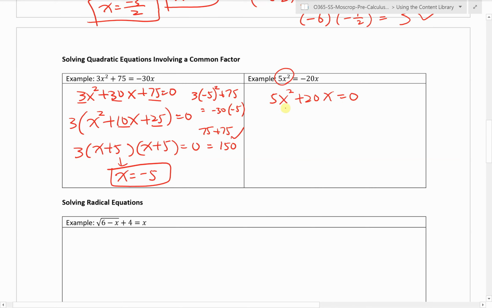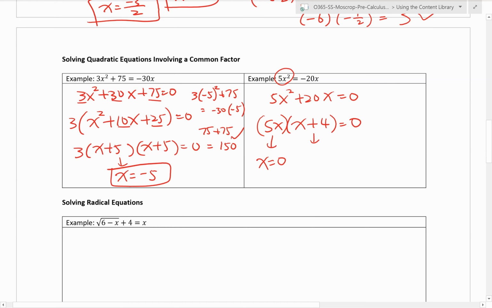Now from here, this is not a trinomial. However, we do have a common factor. It is 5x. So we can factor out the 5x, and you end up with x minus 4 inside the brackets. Now you can set each bracket equal to 0, so you actually have two solutions. You need to think about, for what x value is this set of brackets going to equal 0? Well, if x is 0, 5 times 0 is 0.